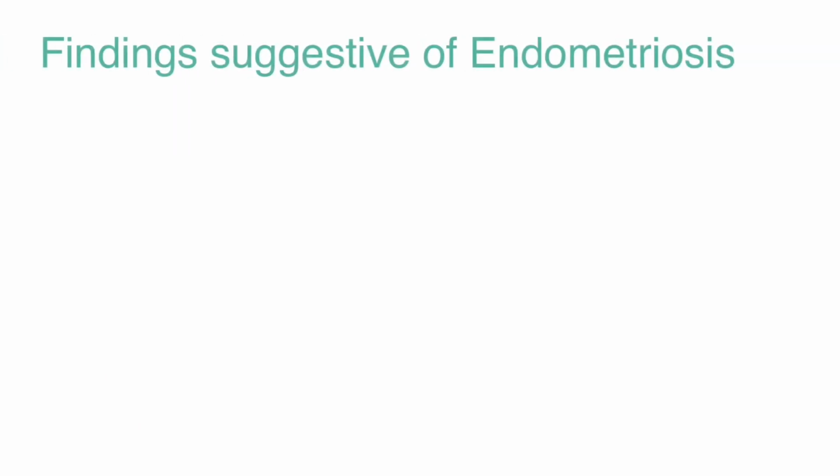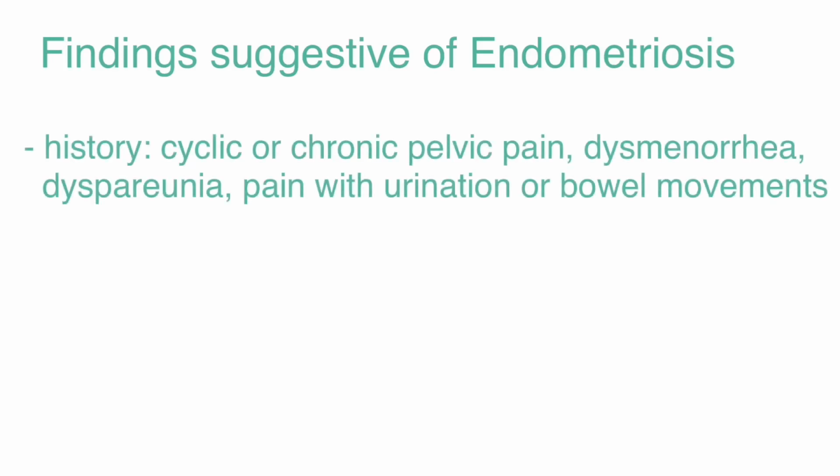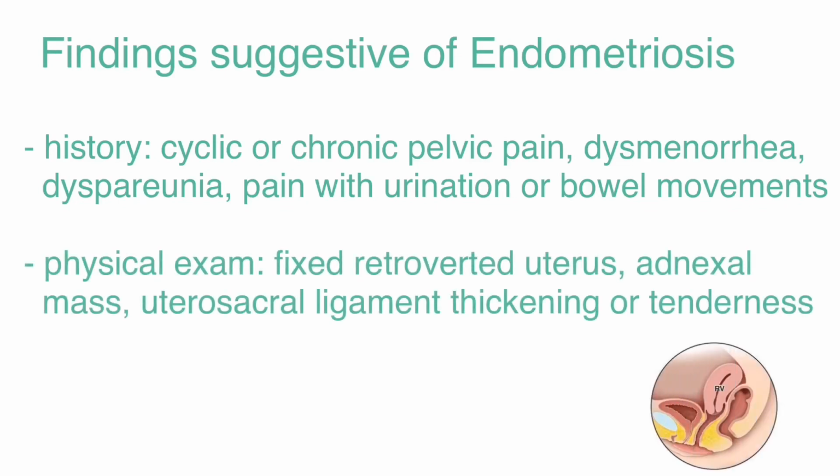There are certain findings on history, physical exam, or ultrasound that can be suggestive of endometriosis. On history, patients often present with cyclic or chronic pelvic pain, dysmenorrhea, which is pain with periods, dyspareunia, or pain with intercourse, or pain with urination or bowel movements. On physical exam, endometriosis patients can often have a fixed retroverted uterus where the uterus points toward the rectum, adnexal mass, or uterosacral ligament thickening or tenderness.